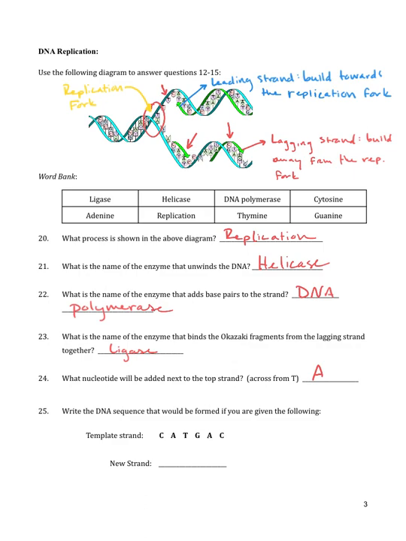And number 25 says write the DNA sequence that would be formed if you're given the following. Our template strand, the existing DNA strand we have to work with, has the bases CAT, GAC. So now we need to write the complementary bases. On the template strand, if you have a C, the new strand will have a G, right? Because it's the one that's across from the letter C.